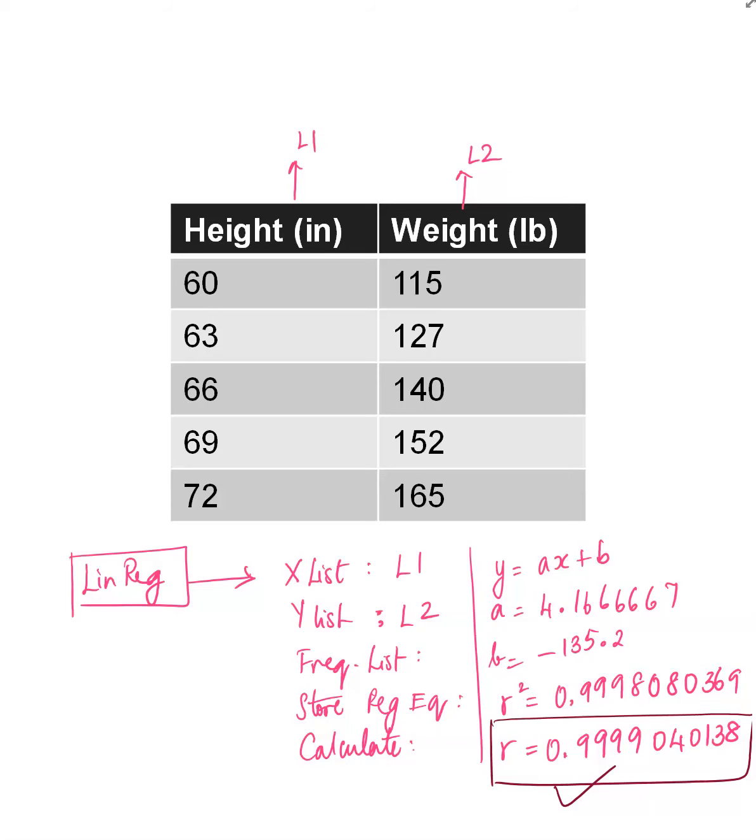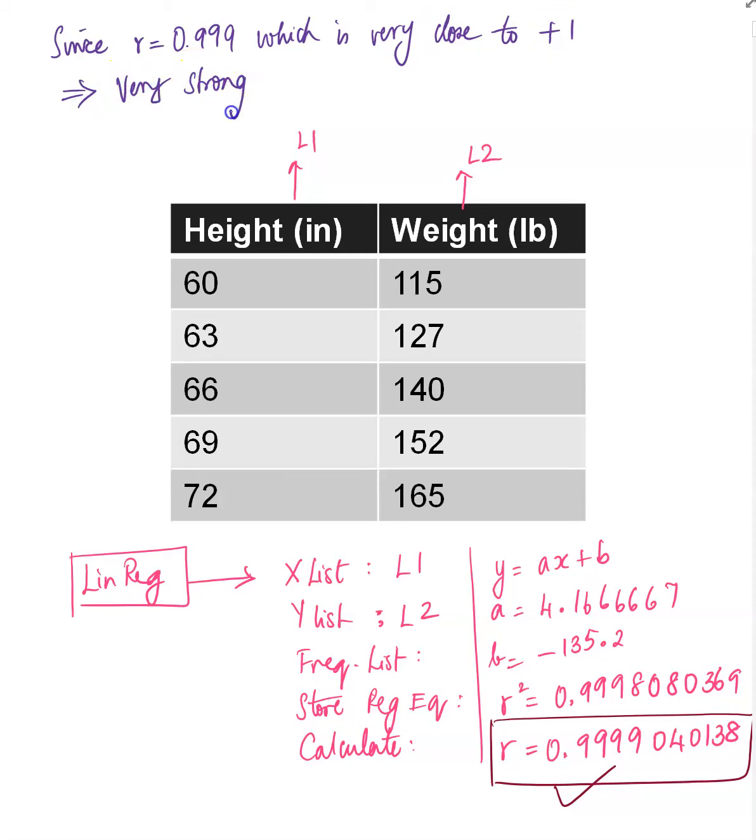So I want to write that out here. Okay. Since r is 0.99, which is very close to positive 1, this implies very strong positive correlation, right? It's nearly perfect. If you have a strong positive correlation, it implies that as x increases, the y increases, right? That means as the height increases, the weight also increases.